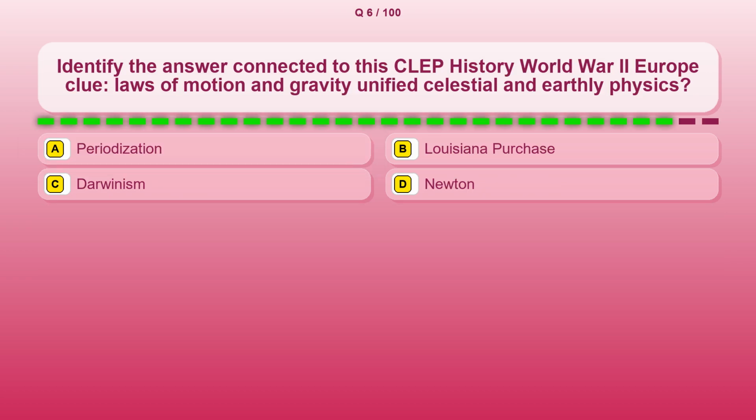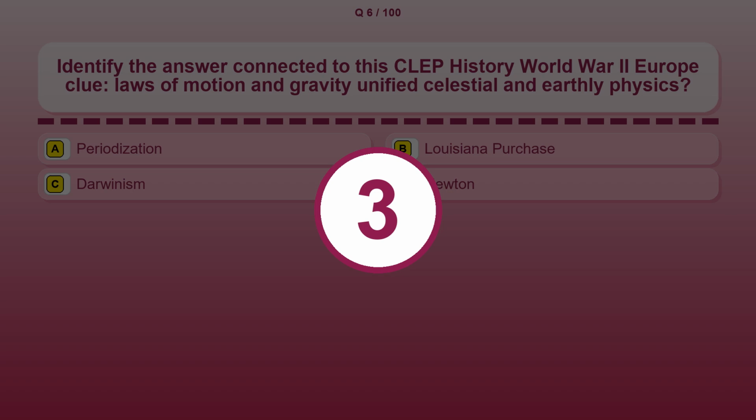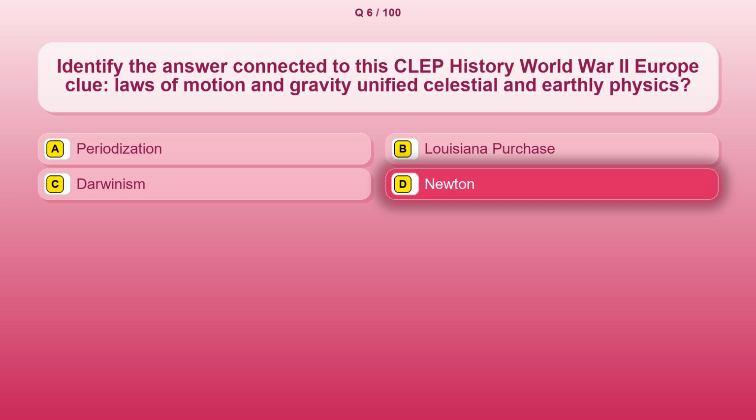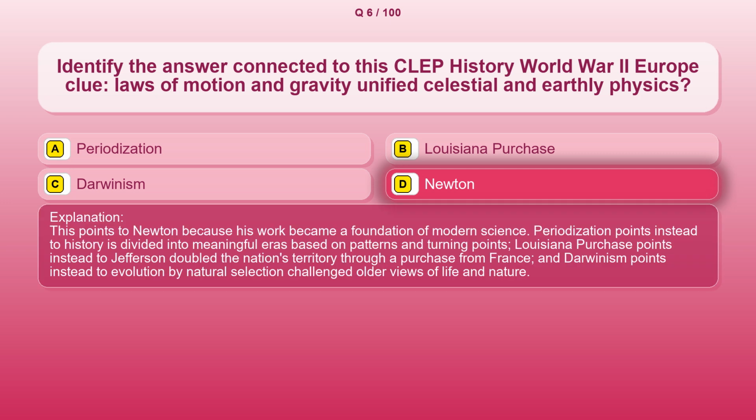Question 6. Identify the answer connected to this CLEP History World War II Europe clue. Laws of motion and gravity unified celestial and earthly physics. Option A. Periodization. Option B. Louisiana Purchase. Option C. Darwinism. Option D. Newton. The correct answer is option D. Newton. This points to Newton because his work became a foundation of modern science.